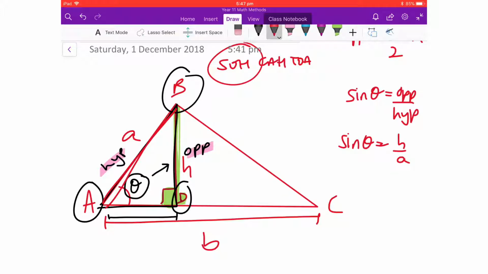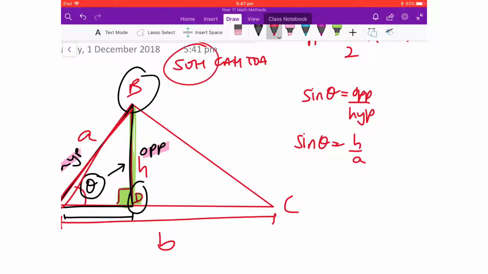Remember the main reason for doing this sine activity: we wanted to write height, or H, in terms of sine, theta, and A. So the idea is I want to get H on its own. To rearrange this, because I'm dividing by A at the moment, I want to do the opposite and multiply. So I'm going to multiply by A on both sides. H over A times A cancels out. So I end up with A times sine theta is equal to H.